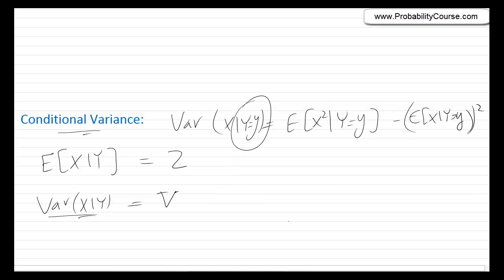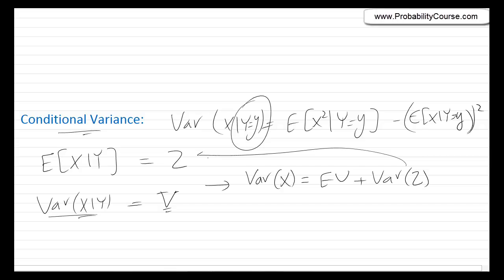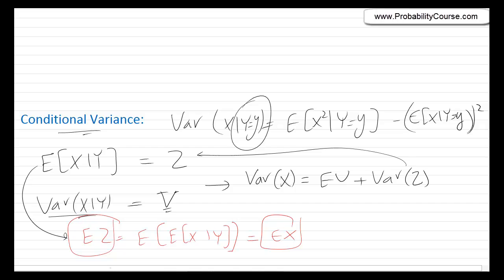One interesting result that is true, in fact we can show, is that the variance of my random variable x can be written as the expected value of this random variable v plus the variance of this random variable z. And this is called the law of total variance. So let's quickly prove it. First, note that using the law of iterated expectations, the expected value of z is just the expected value of the expected value of x given y, which is equal to the expected value of x. Again, this is just the law of iterated expectations. So z has the same expected value as x.